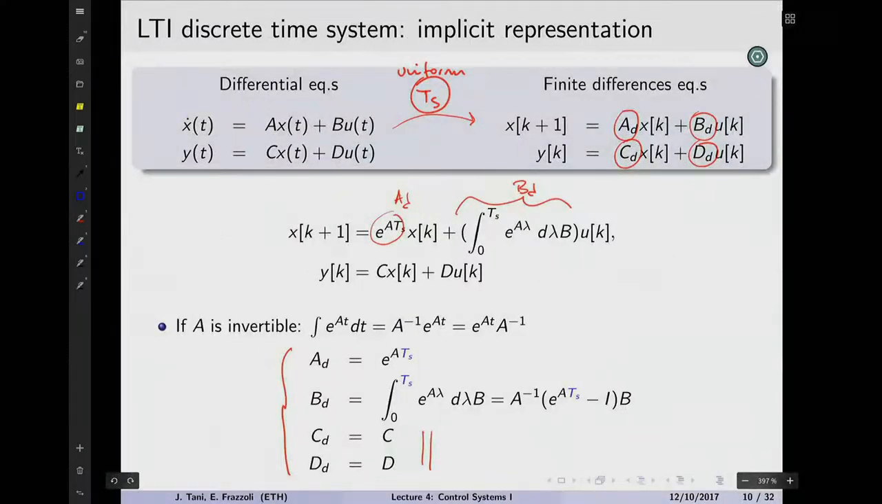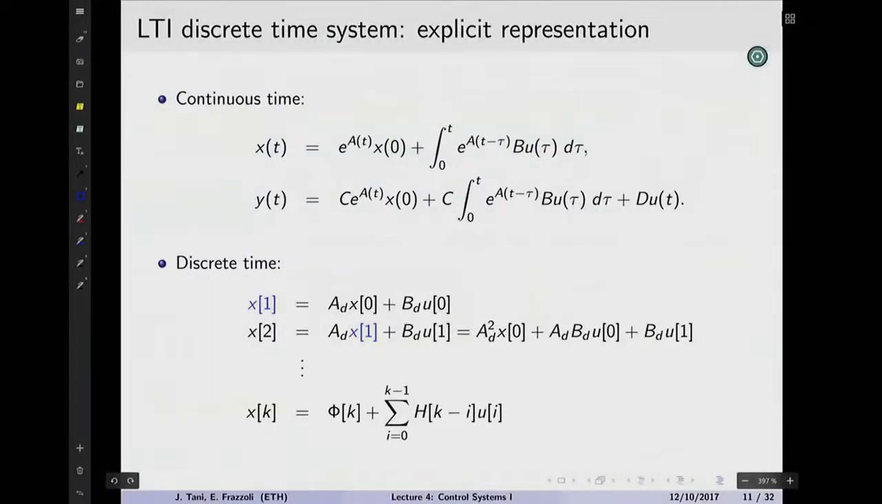Note that I've been talking about the implicit representation. This is how you write x dot equals Ax plus Bu. Now, of course, the natural question, following the same pattern as we did for continuous time systems, is, how does x of k plus 1, how does x of k now look like? In the sense, what's the solution to these finite difference equations?